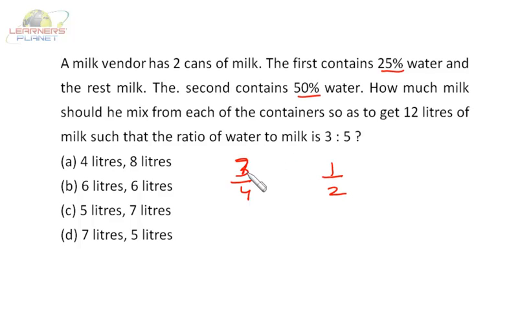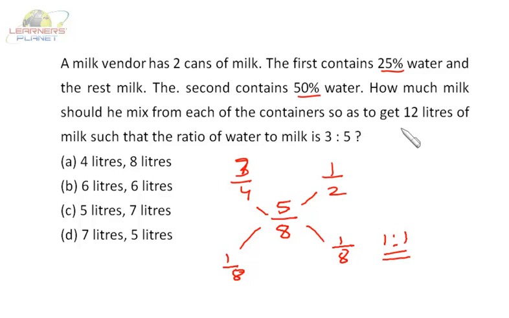This is the ratio of milk from the first container, this is the ratio of milk from the second container, and this is the desired ratio. That means out of 8 parts, 5 parts should be milk. So this is the desired ratio. So it is 6 by 8 minus 5 by 8, that is 1 by 8, and 5 by 8 minus 4 by 8 is 1 by 8. That means a 1:1 ratio.